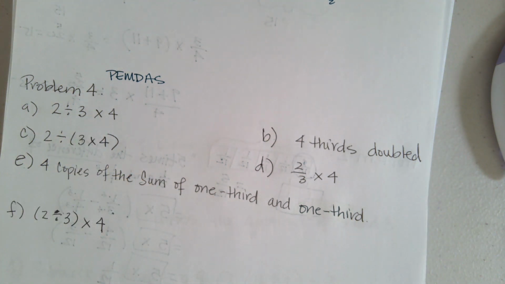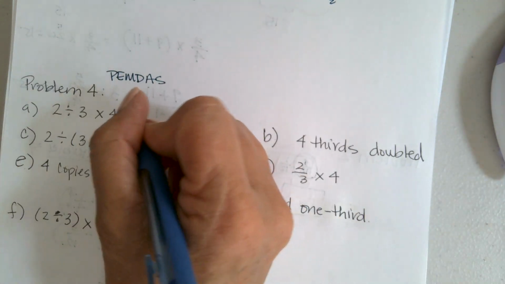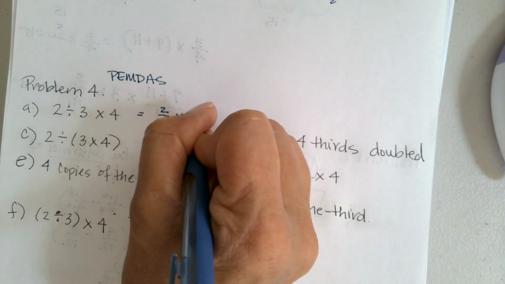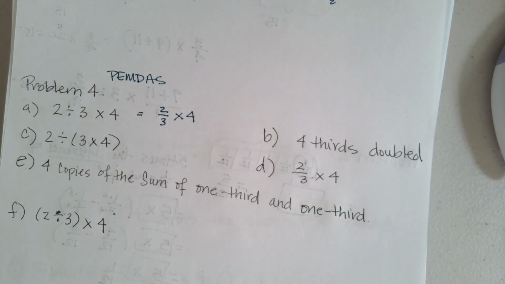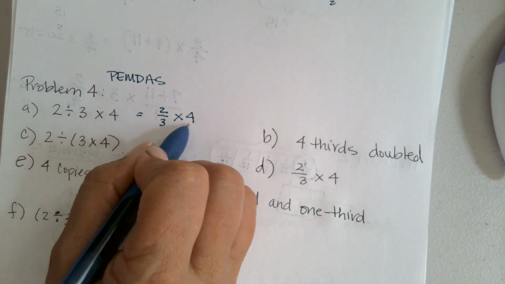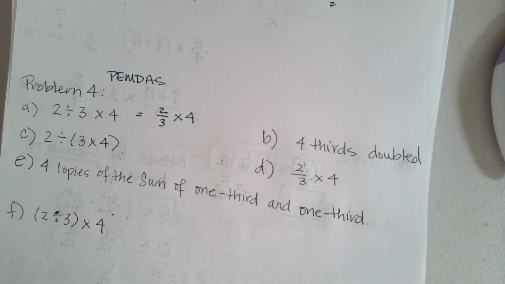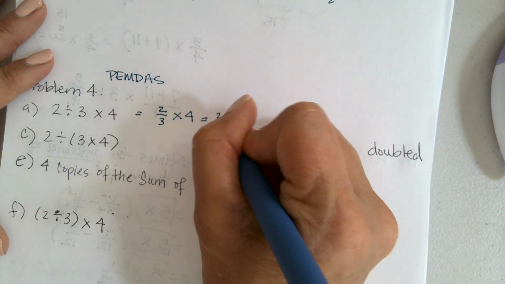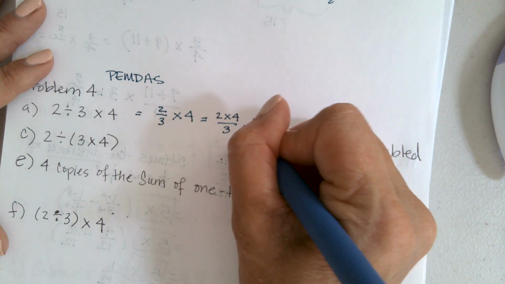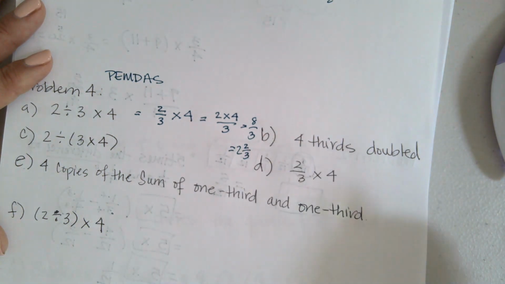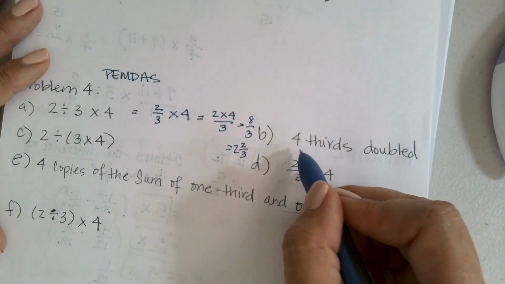All right, so 2 divided by 3 times 4. Is that what you got? So 2 divided by 3 times 4. You could also do 2 times 4 over 3, right? And end up with 8/3, which we just solved up there, which we know is 2 2/3. All right, let's go to B.